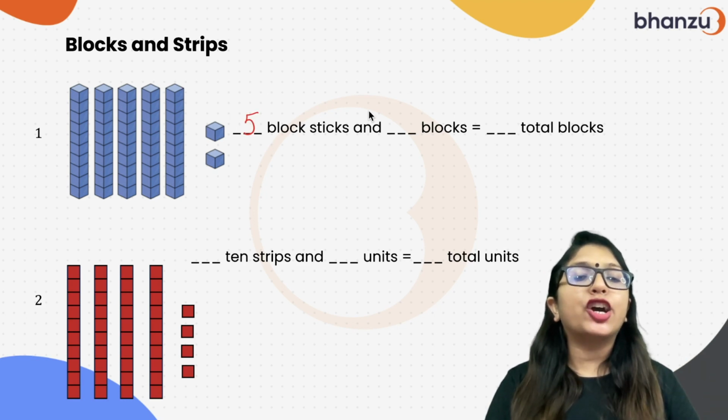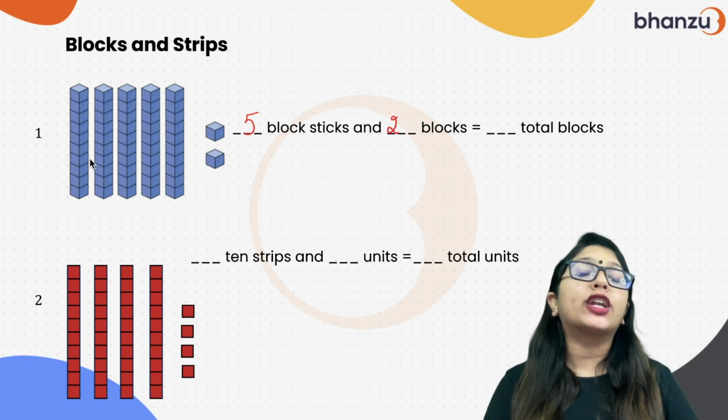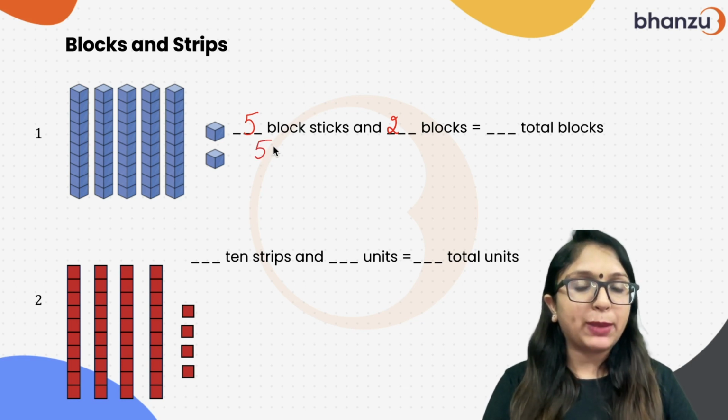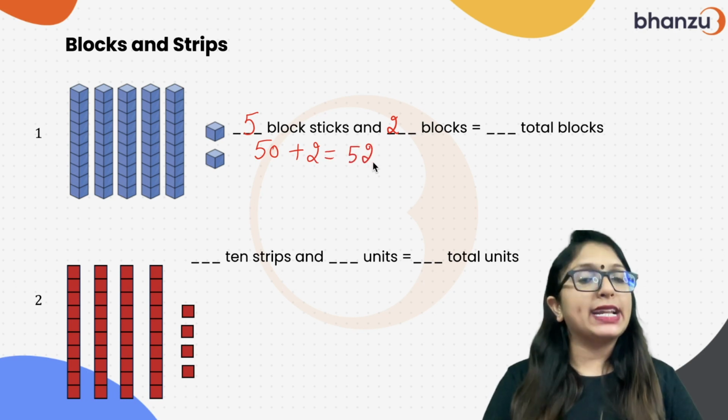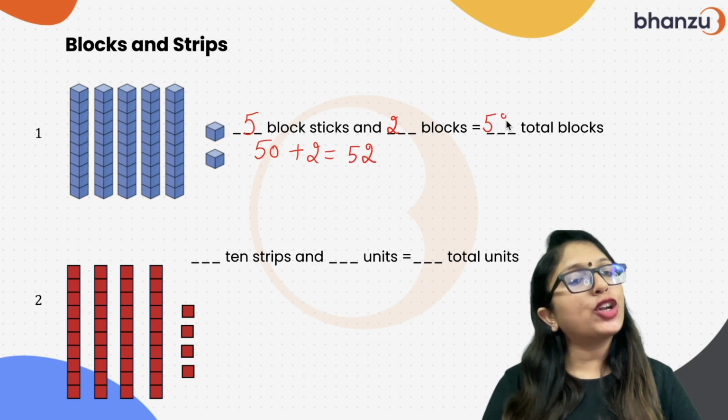How many blocks are there? Only 2 blocks. Okay. So 5 block sticks means how many total blocks? 10, 20, 30, 40, 50. Right? So 50 blocks. And then 2 blocks. So 50 plus 2 is 52. We can say that there are 52 total blocks.